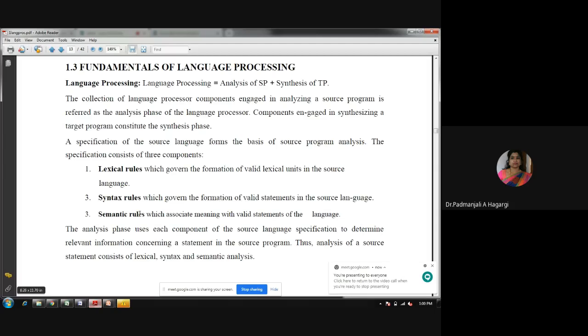The last part of the syllabus, I will tell in today's lecture. The lexical rule governs the formation of valid units in the source language, the syntax rule governs the formation of valid statements in the source language, and the semantic rule associates and generates the meaning.